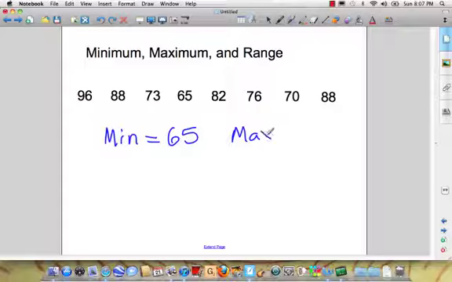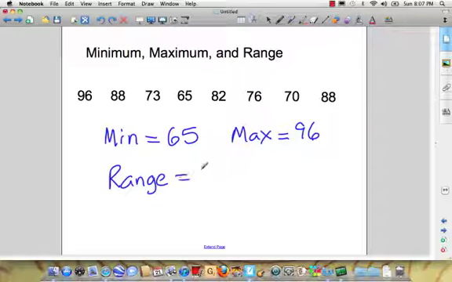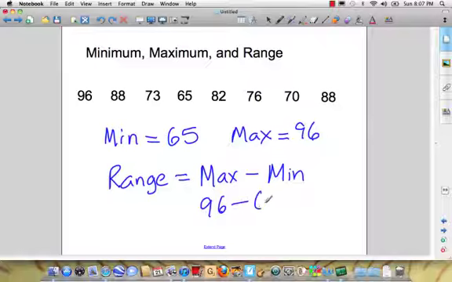Similarly, to find the maximum, which I'll abbreviate max, you scan the numbers and look for the largest one, which in this case is 96. Someone also might want to know how spread out the scores were. How far was it from one end to the other? So to find the range, we do the maximum minus the minimum. In this case, 96 minus 65, or 31. So the range of the data set is 31, which means the distance from the lowest score to the highest score was 31. So that's minimum, maximum, and range.